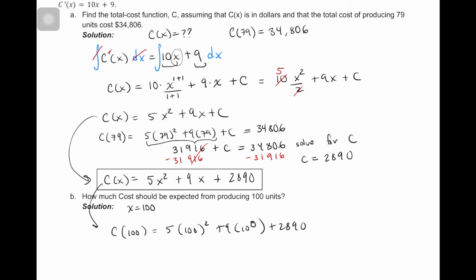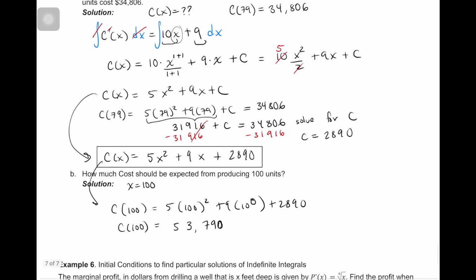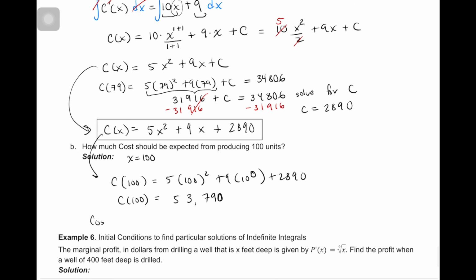If we do that and put this in the calculator, we should get 5,300,790. So C of 100 is that. So the total cost is $53,790 to produce 100 units.